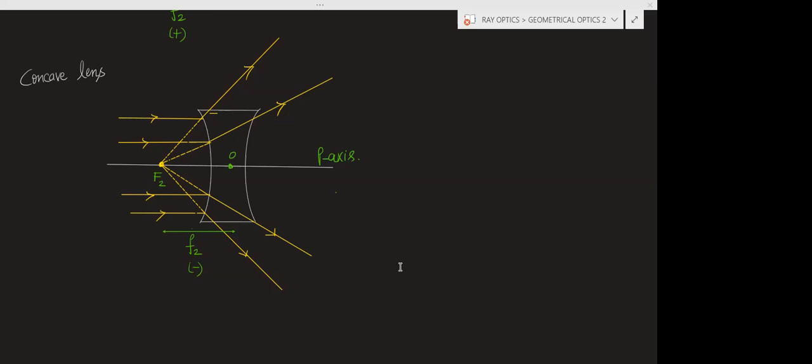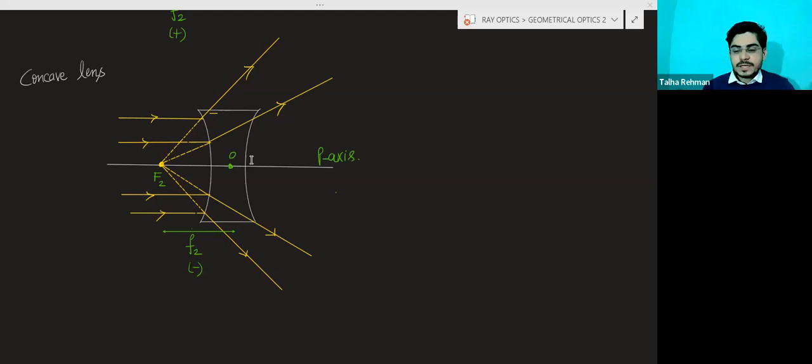So in this way, you have to decide the sign. The direction of the incident ray you will consider positive, and the direction opposite to the incident ray you will consider negative.